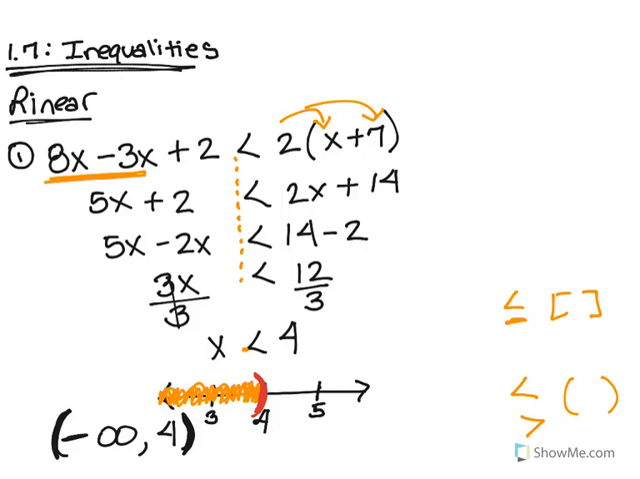All 3 of these are ways you're going to show me your answer, okay? The simple solution, x is less than 4, the number line, and interval notation. Y'all seen this before? Okay, good deal. All right. Example 2.